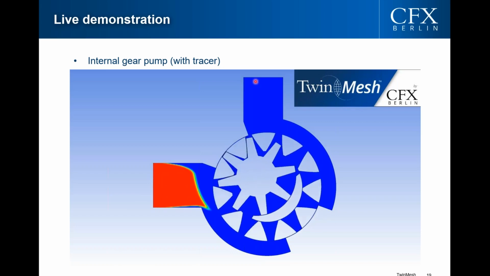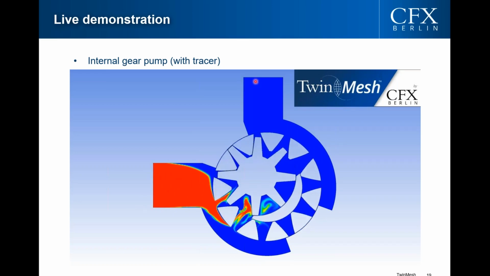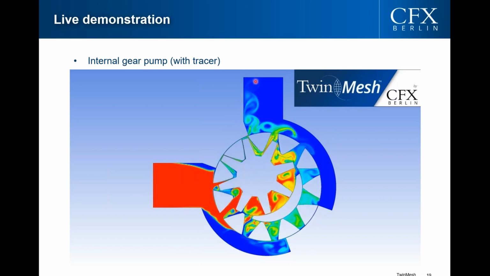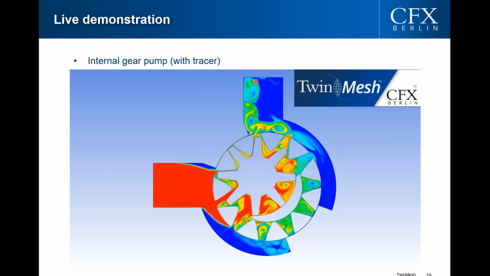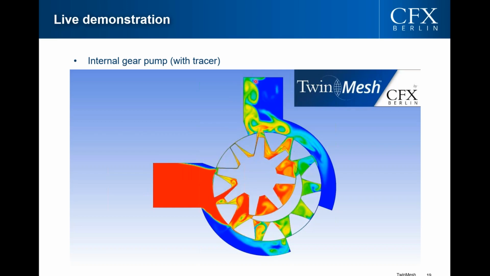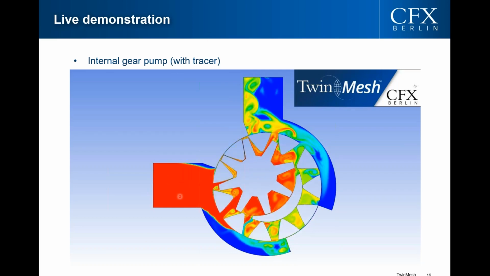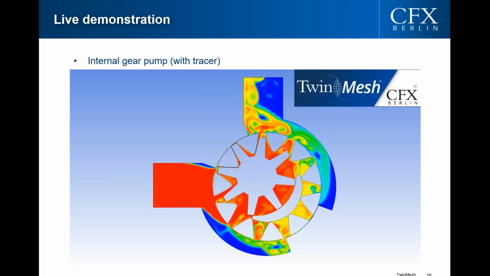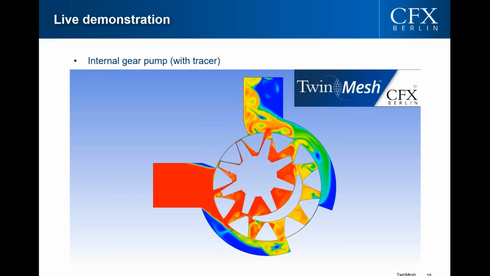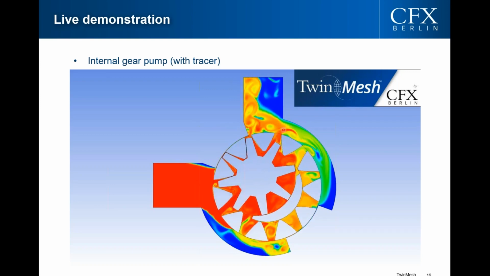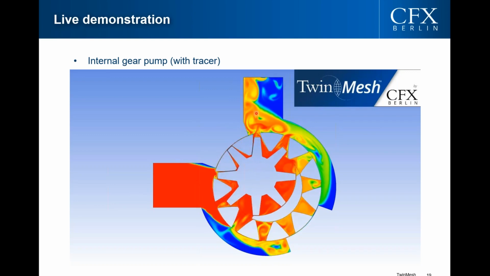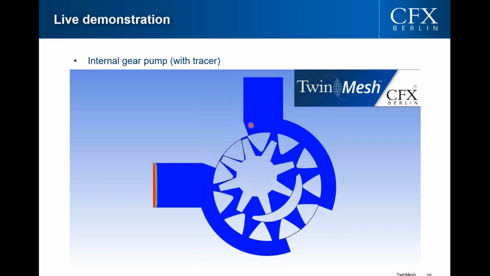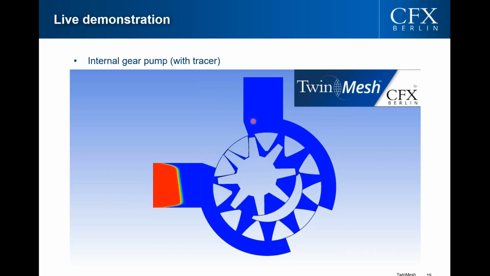Then another visualization is an internal gear pump. This time it is a single phase simulation, so it's filled with a highly viscous fluid. And then we just inject something like a tracer at the inlet coming from the left. And then we can see the distribution of the tracer within the pump. So it goes through the working chamber, and finally it's ejected at the discharge port. And of course, the movement of the tracer is based on the flow field which is calculated.